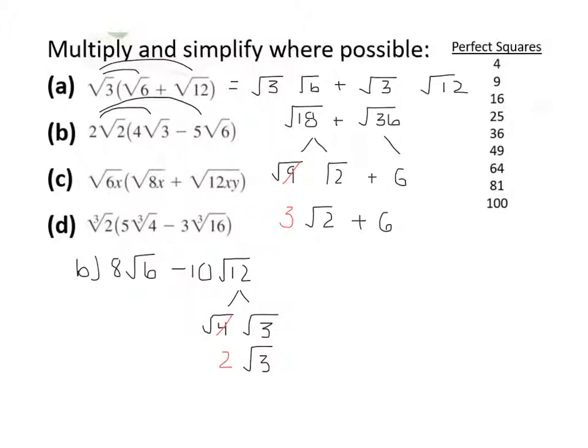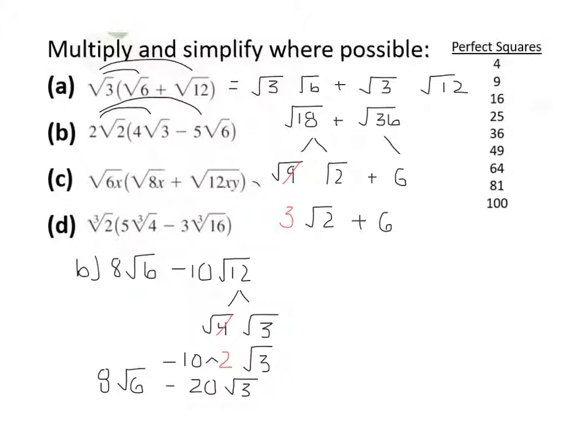Now that 2, though, has to be multiplied by the 10 that is already out in front. So I have 10 times 2, which is 20 root 3. With a minus in front, that stays. And then the 8 root 6 out in front could not change any further. So my final answer is 8 root 6 minus 20 root 3.